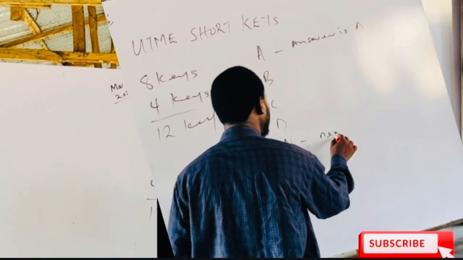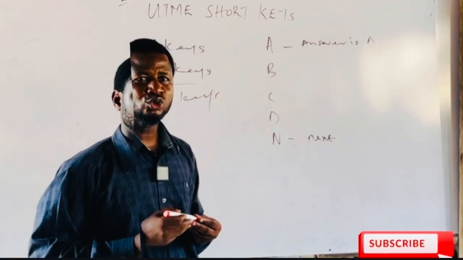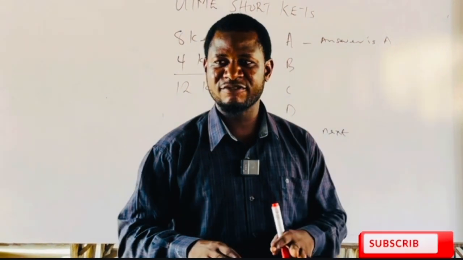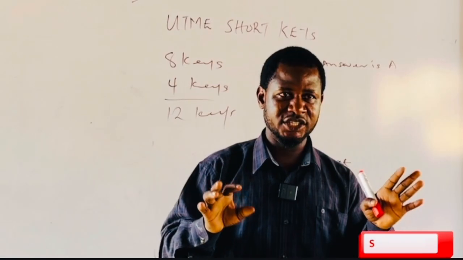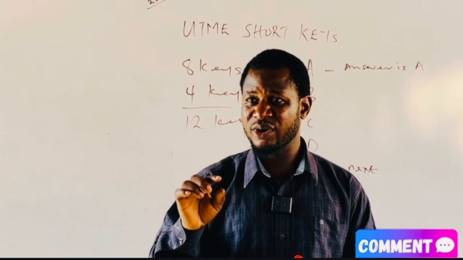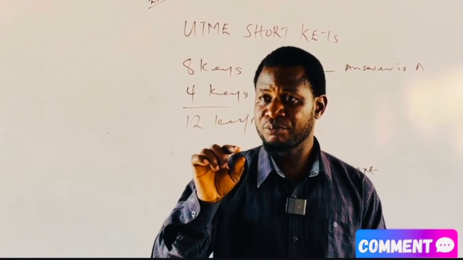Followed by letter N. Letter N represents the word next. It is used to move to the next question. You have read the first question, number 1. The answer is A, B, C, or D, and you have struck the corresponding key to mark the answer.